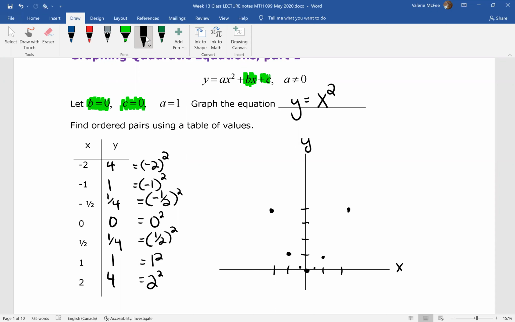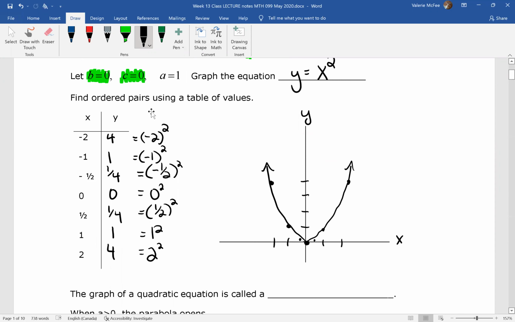These are not straight lines that we've got here. Instead, we have a shape that's known as a parabola. Every time you graph a quadratic equation, the shape is going to be a parabola.